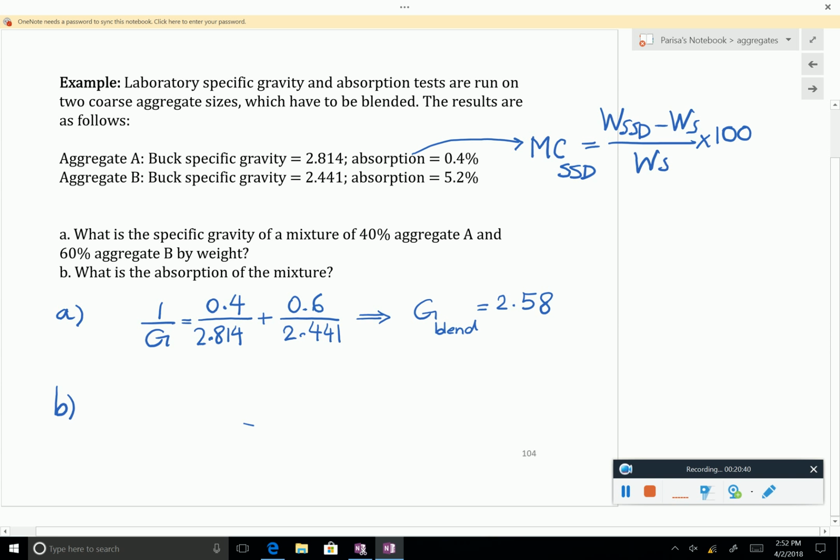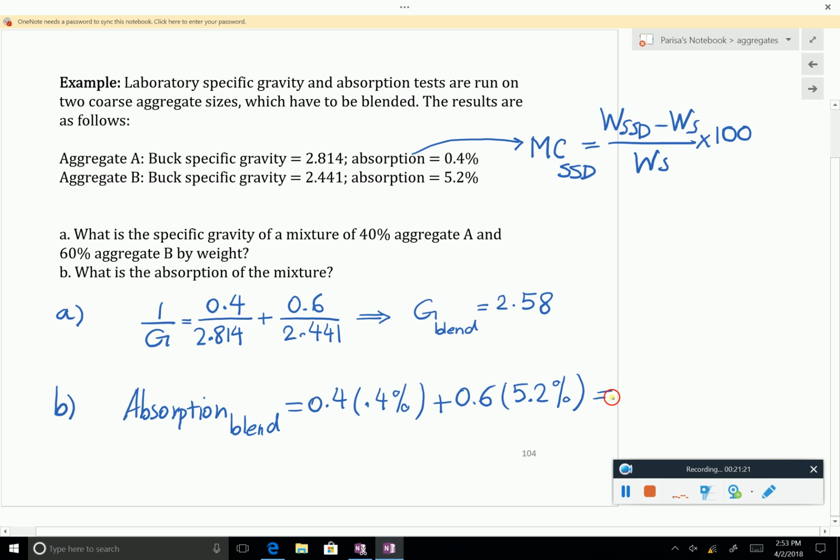So it is a kind of moisture content at the end. It's just for saturated surface dry. That means that the aggregates cannot absorb more water. They are just at their capacity. So the composite absorption, this is just a linear combination. And this is about 3.3.